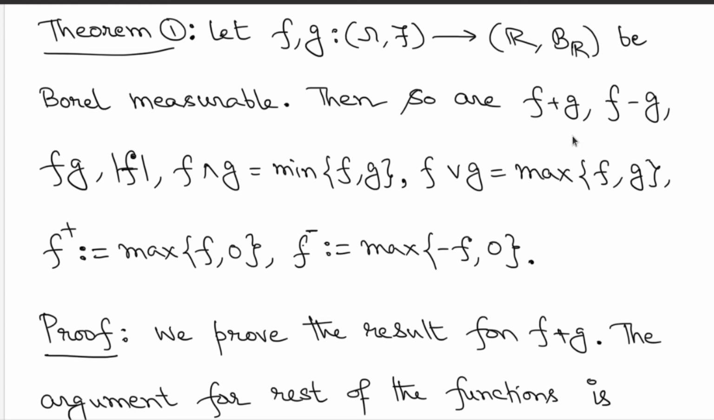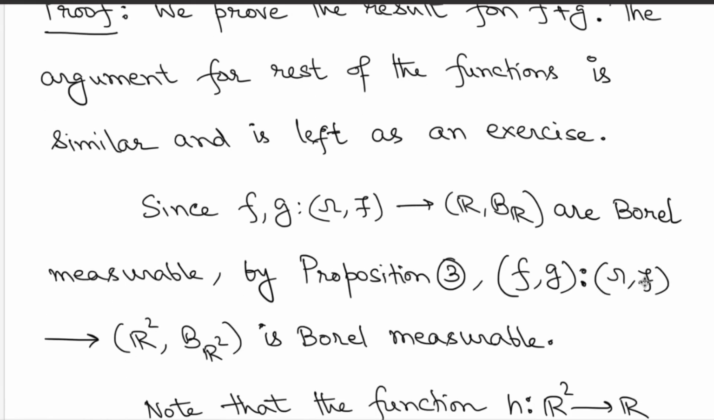So we discussed the proof for f plus g. For all the other functions, you can try to work them out. So how do you prove the measurability of f plus g? Remember, f plus g is a function from omega to R. So again, you are using the domain side sigma field script F and the range side sigma field Borel sigma field of R. So how do you prove the measurability?